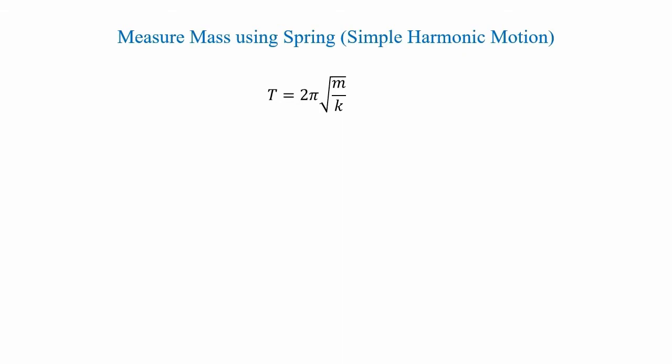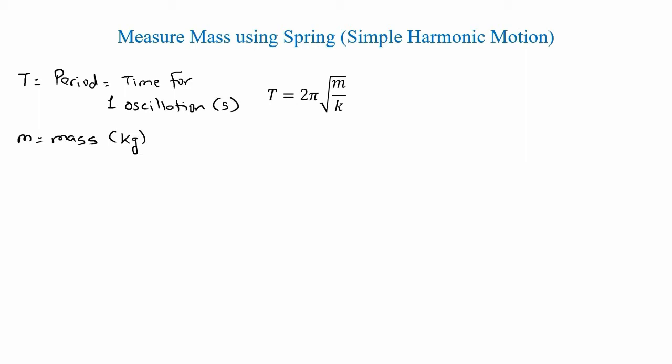Here we can see the equation that we can use to measure mass using a spring. In this equation, the pieces are: T is the period, which is the time for one oscillation; M is the attached mass, in kilograms. The unit for period is seconds, and the little k is the spring constant.